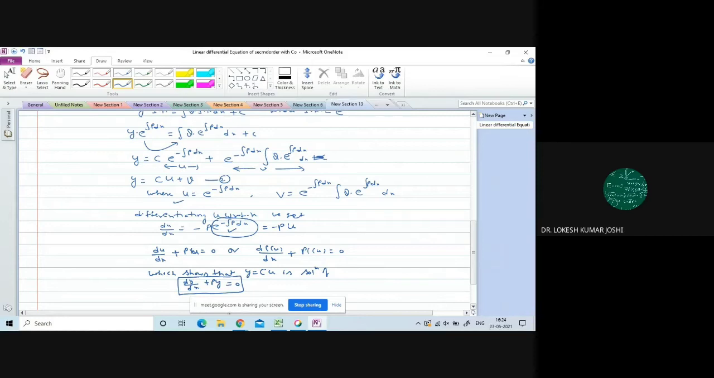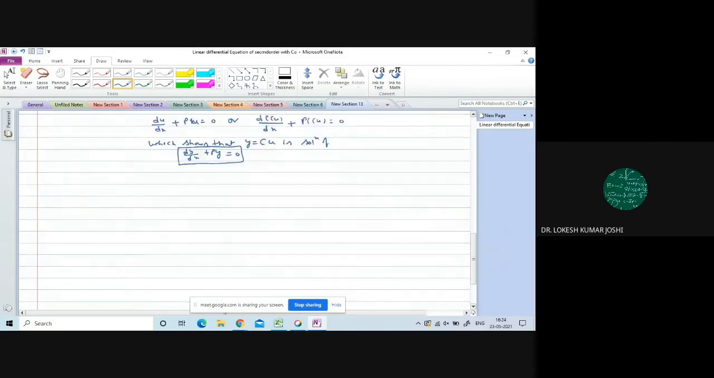Now take the second term v. What will happen? Let us check. Take v equals e to the power minus integral p dx into the integral of q into e to the power integral p dx. This is our v. Once again, differentiate this v with respect to x. If we differentiate this v with respect to x, what do we get?